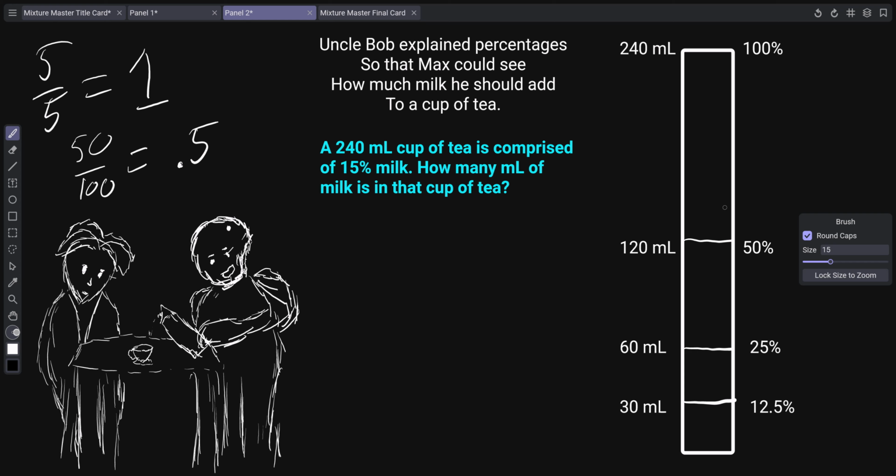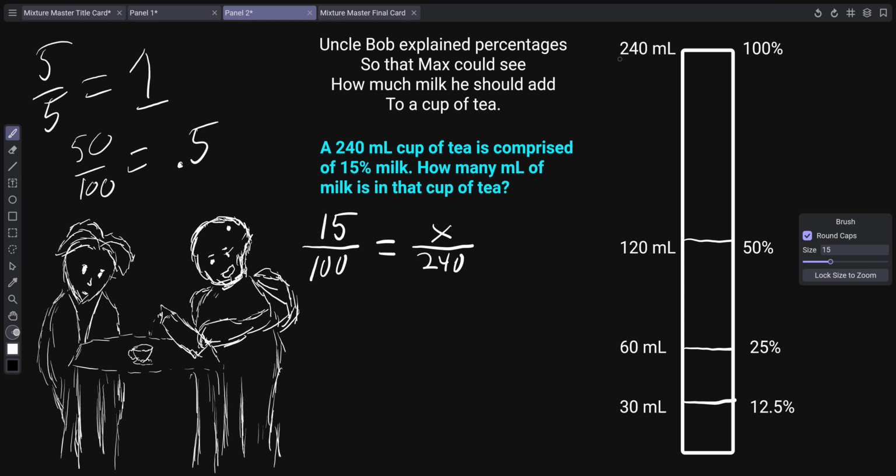This can be a pretty confusing concept in mathematics, but hopefully it's something that you can get used to, right? So we have these proportions here. So if we put 15 over 100, that would give us 15%. So that makes sense. And we want to set it equal to, on the bottom here, the total number. So we want to have 240 here. And then on the top, we want to have X, because we want to find out how many milliliters of milk is in that cup of tea.